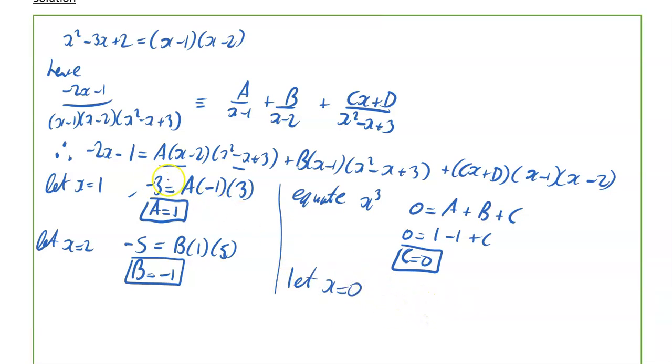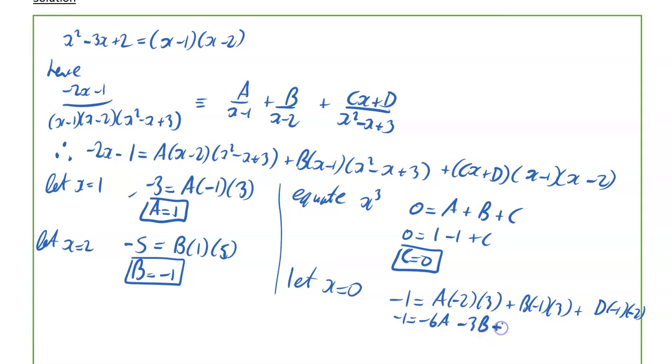So let x equal 0. Forget about equating the coefficient of x. That's going to be awkward to do that way. So I'm just going to have minus 1 is equal to a times minus 2 times 3 plus b times minus 1 times 3, and then plus d times minus 1 times minus 2. So I'm going to have minus 1 equals minus 6a minus 3b plus 2d.